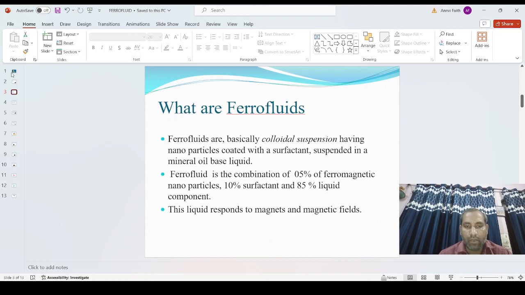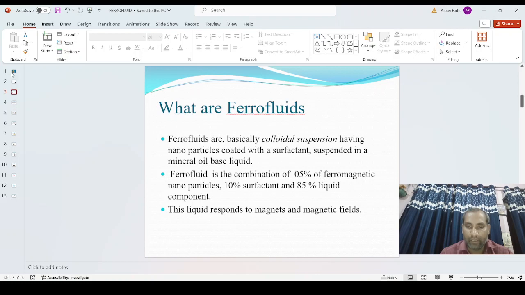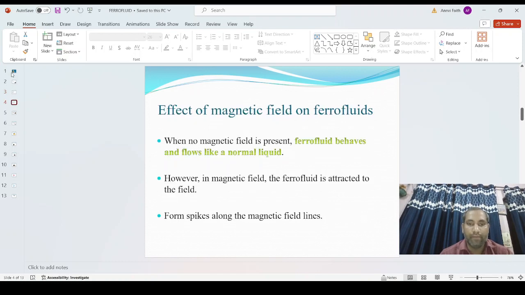So when we talk about ferrofluids, they are basically a colloidal suspension of nano-sized particles coated with a surfactant and suspended in a mineral-based oil liquid. A ferrofluid is simply a combination of 5% ferromagnetic nanoparticles, 10% surfactant which is coated over the magnetic particles, and 85% liquid. So this liquid responds to magnets and a magnetic field.